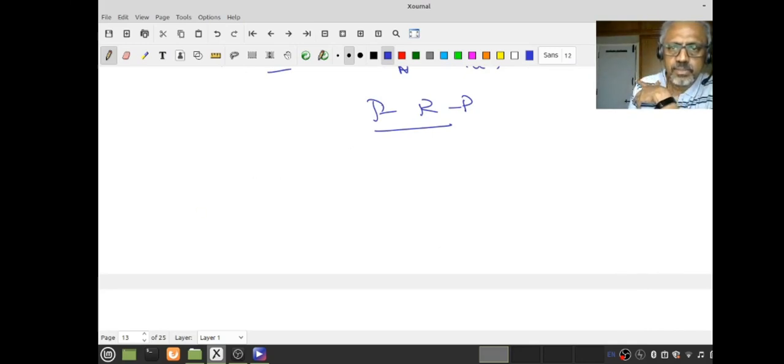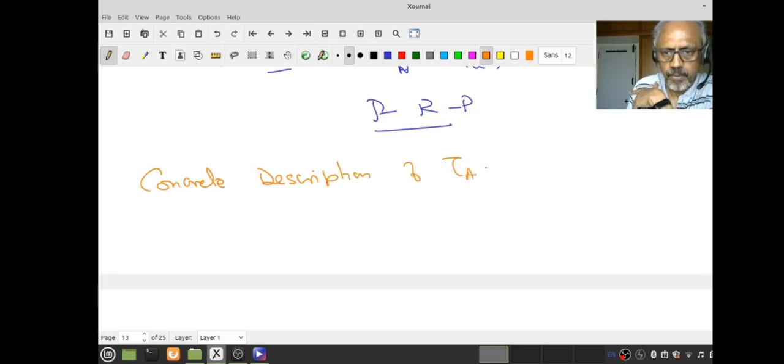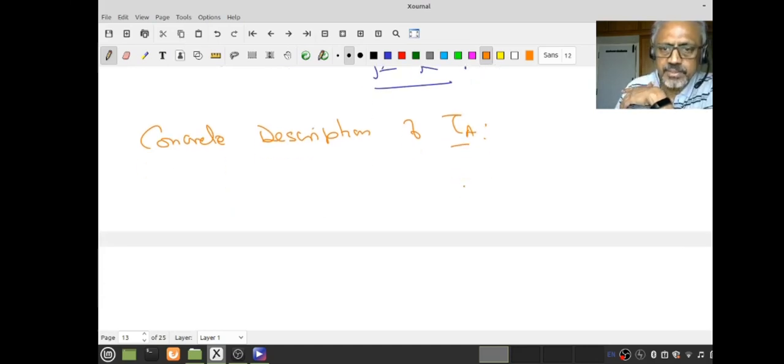So I can keep on going, but I think it's time that I should. Now, what is the concrete description? Okay. So if I understood what I said, you should show that tau A should contain empty set and X. So how will I get it?